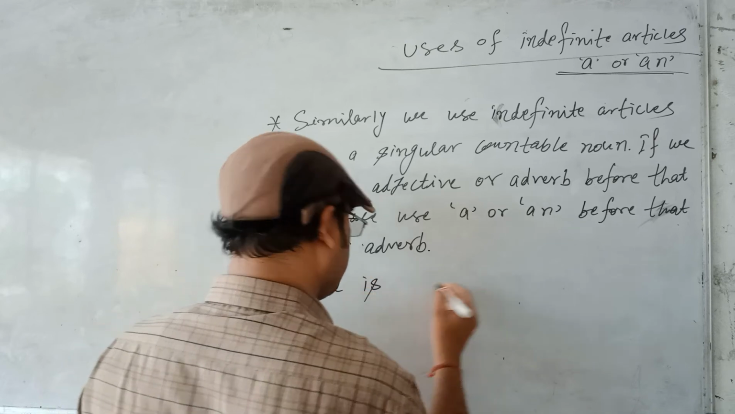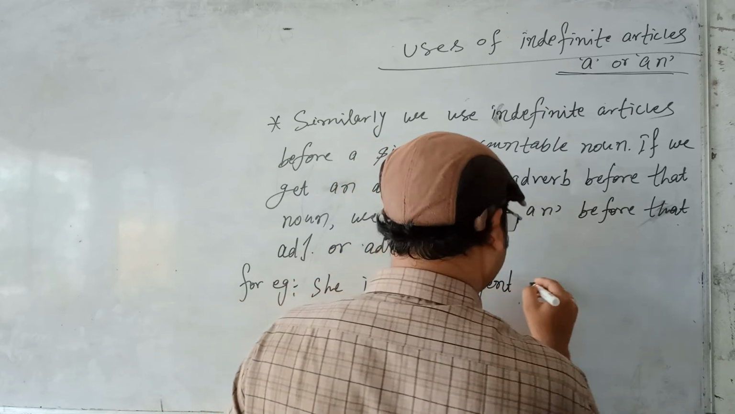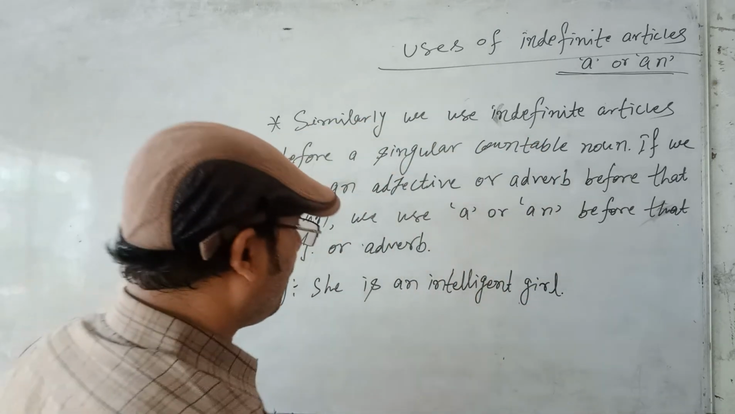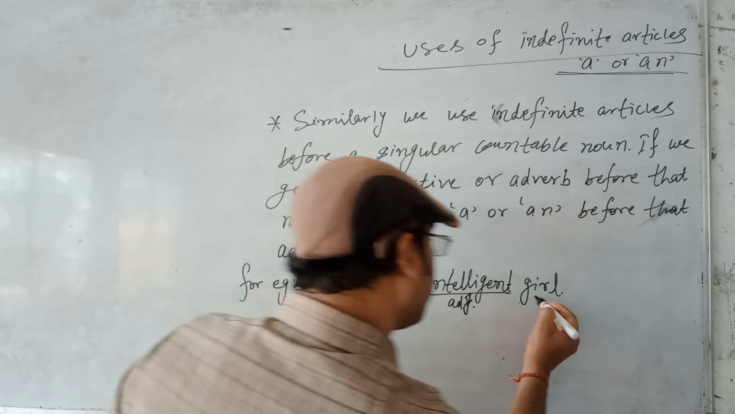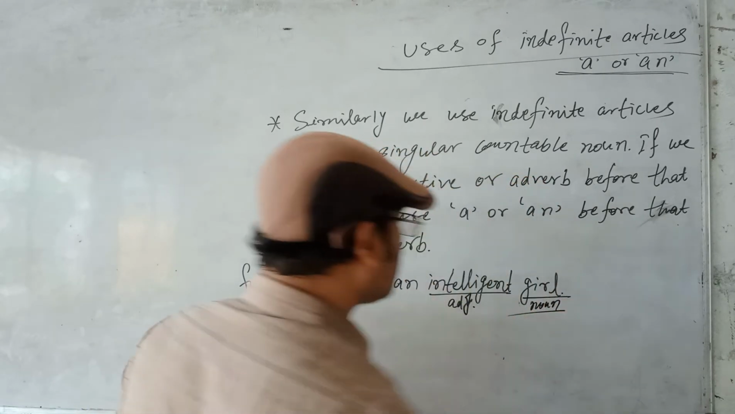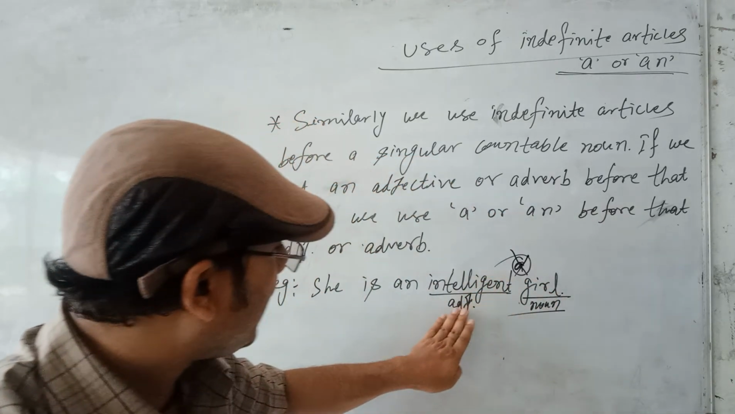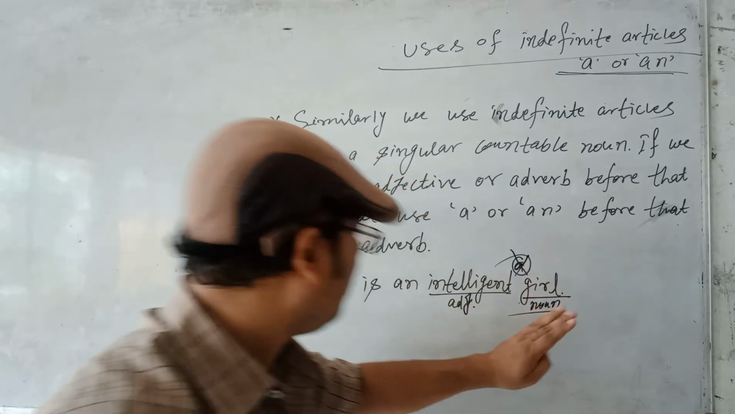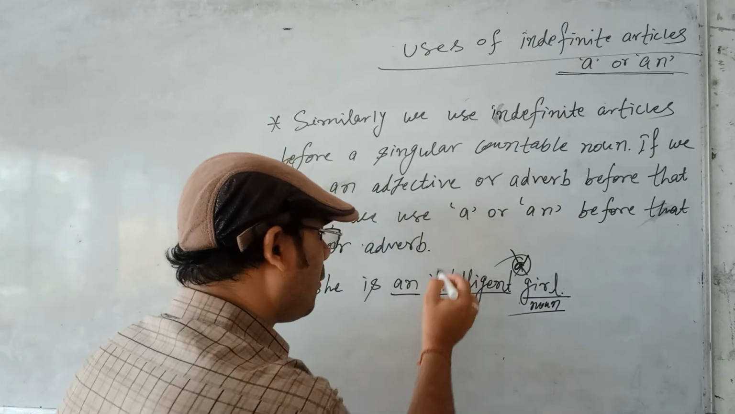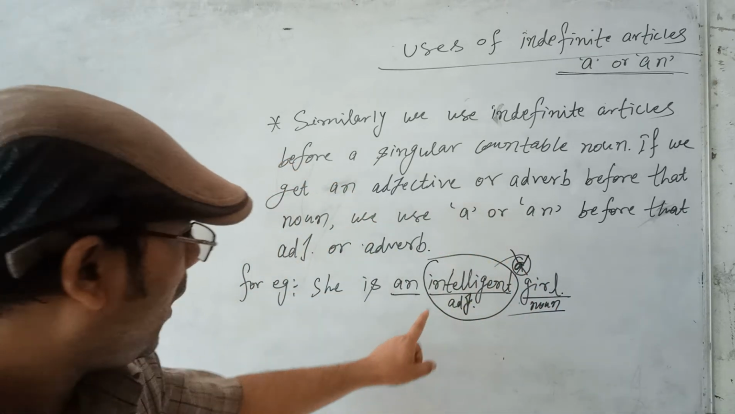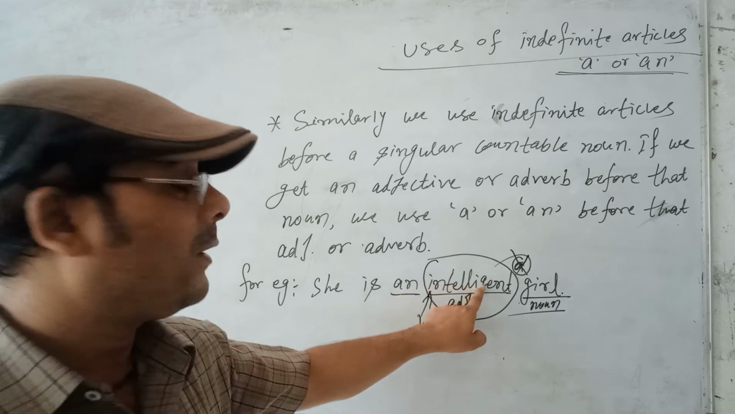She is an intelligent girl. Students, now this intelligent is an adjective, and the noun is here. So we don't use a or an before the noun, this is wrong. If you get any adjective that identifies a noun, we use a or an before the adjective on the basis of the pronunciation of this adjective. I is a vowel, so an is used before this adjective.